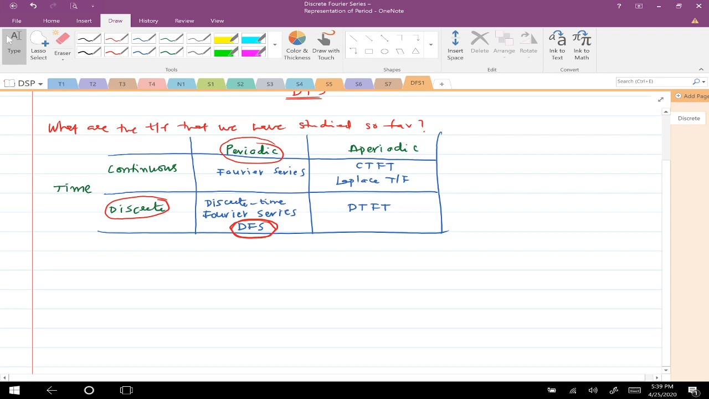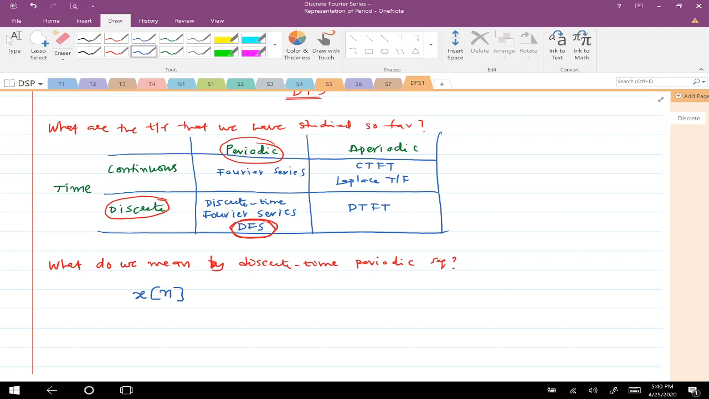So what do we mean by a discrete time periodic sequence? How could we represent a discrete time periodic sequence? That's the question. Let's say first, we write it as x of n. Later you would see that we would be making a switch between a periodic signal and its equivalent finite signal. What I mean by equivalent, we will come back to a little later.